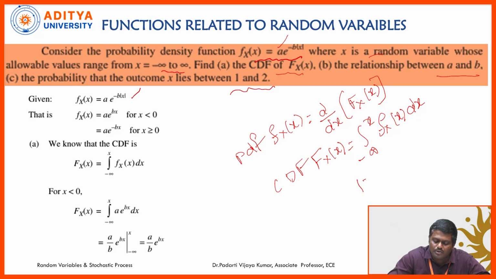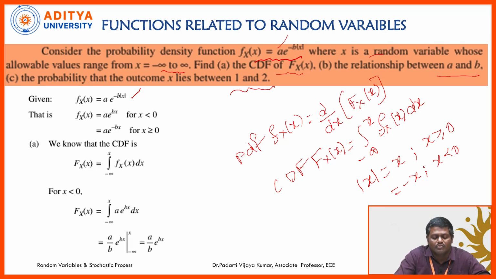We know that the absolute value of x is equal to x when x is greater than or equal to 0, and equal to minus x when x is less than 0. Using this property, the function can be rewritten as a power b into x, because the absolute value of x is equal to minus x when x is less than 0.